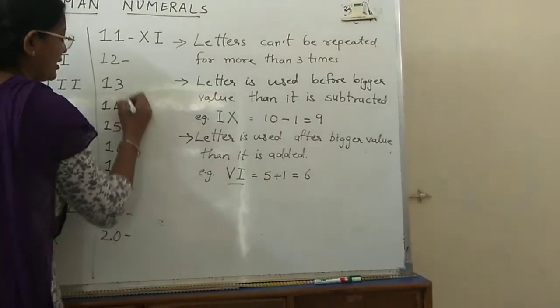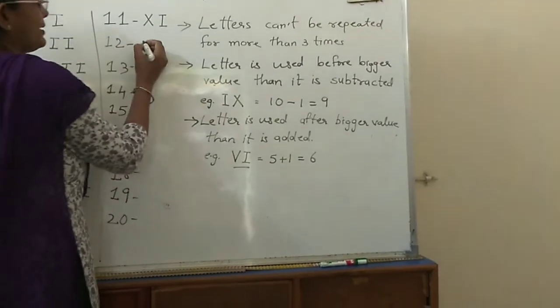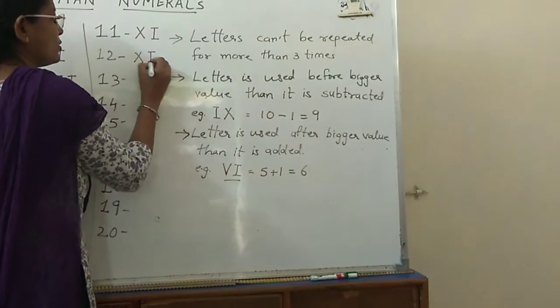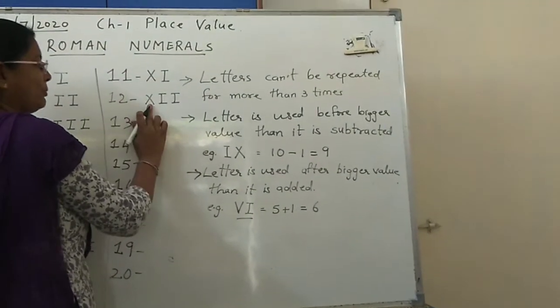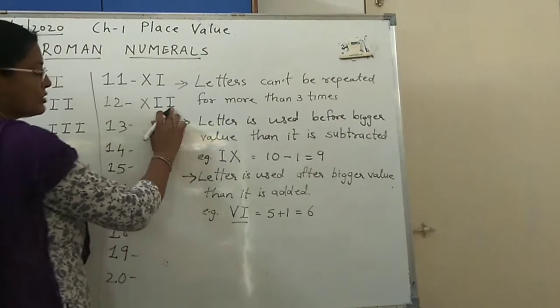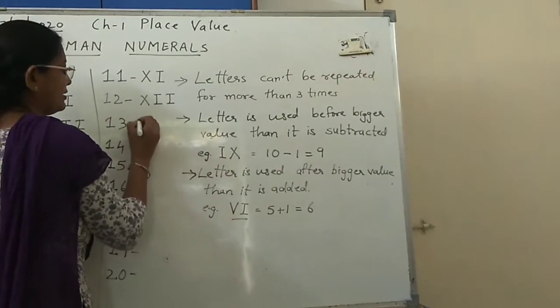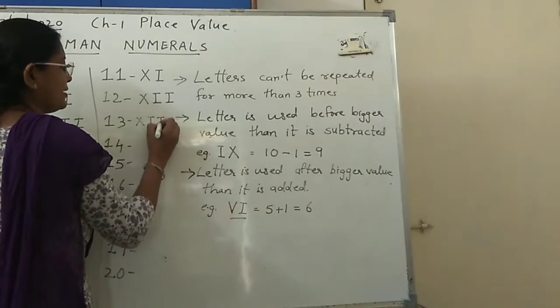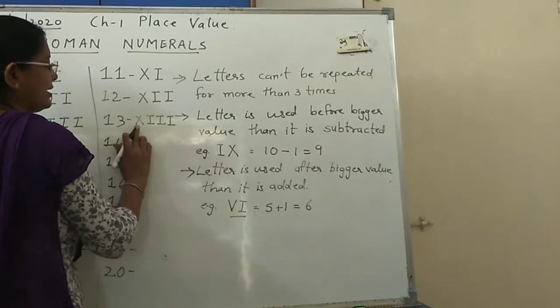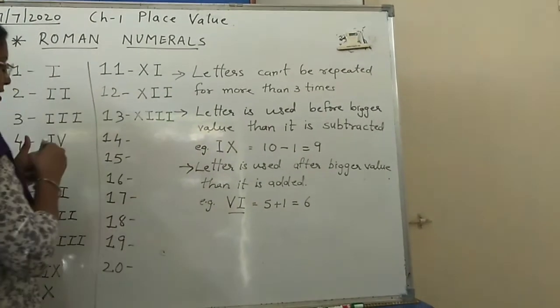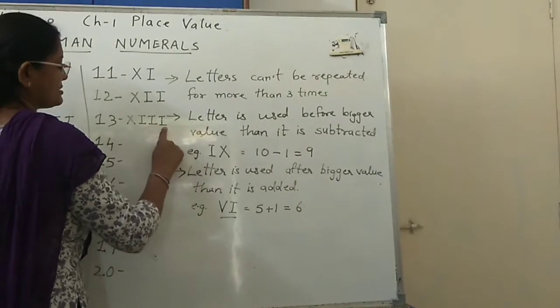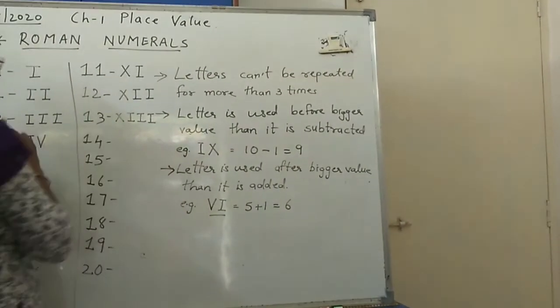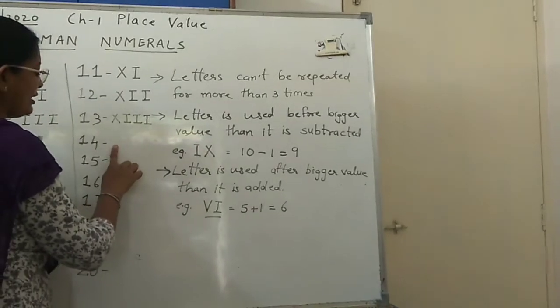Right? Let me show you that. 12 means 10 plus 1 plus 1. So it is 12. Then 13 means 10 plus 1 plus 1 plus 1. 10 plus 3 times 1 means 13. 10, 1, 1, 1. 1 plus 1 plus 1, 3 and 10. So 13. Same way how to write 14 now.